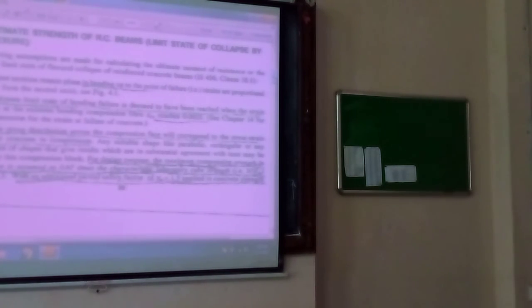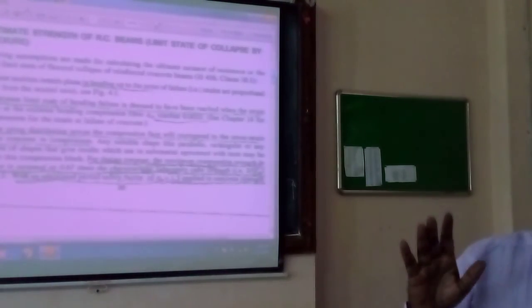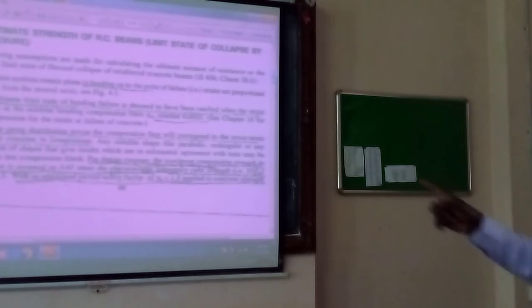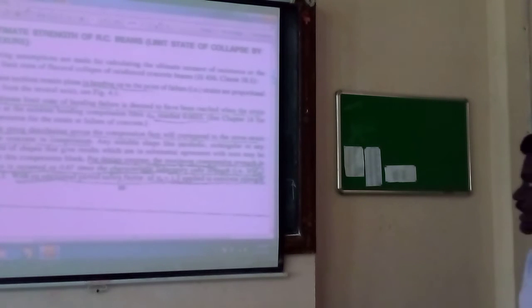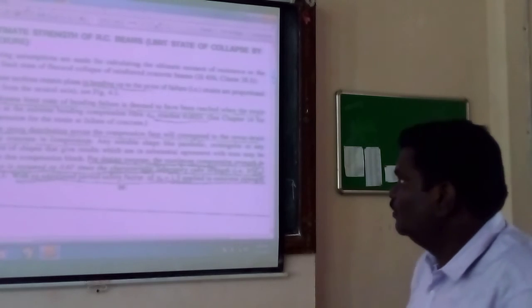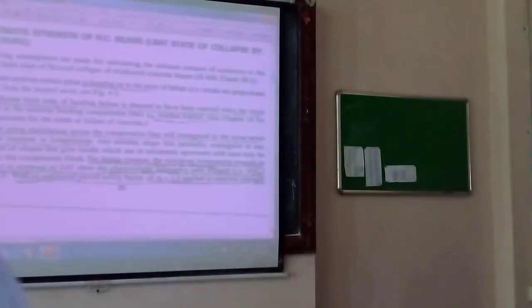What is the failure strain value for concrete? I already told you: ultimate strain is 0.002, failure strain is 0.0035. So a failure strain of 0.0035 has been attained. That is the meaning of the last discussion, the second assumption. The third assumption: the stress distribution across the compression phase will correspond to this strain diagram, for the concrete in compression. The stress distribution is nothing but the design stress strain curve for concrete.